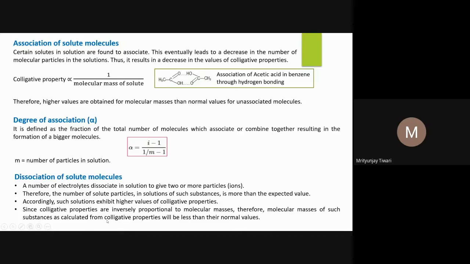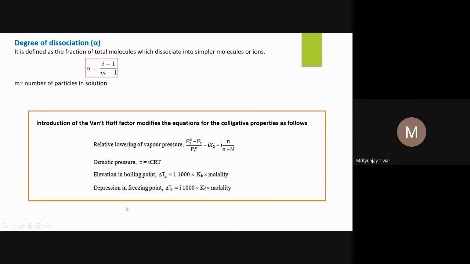Since colligative properties are inversely proportional to molecular masses, the molecular mass of such substances calculated from the colligative property will be less than their normal molar mass. Because the colligative property value we obtain is more than the theoretically calculated value, the molar mass we obtain will be less than the actual molar mass. So in the case of dissociation, we define the degree of dissociation, which is the fraction of total molecules that dissociate into simpler molecules or ions.